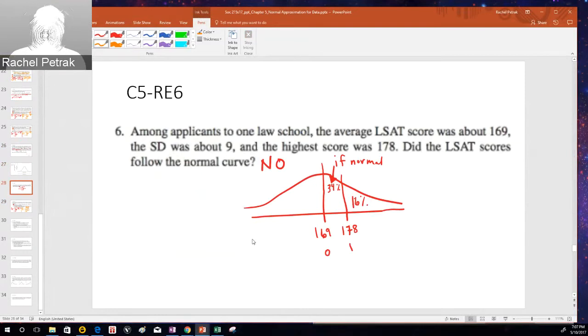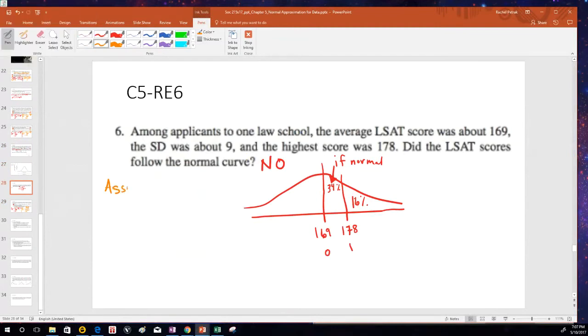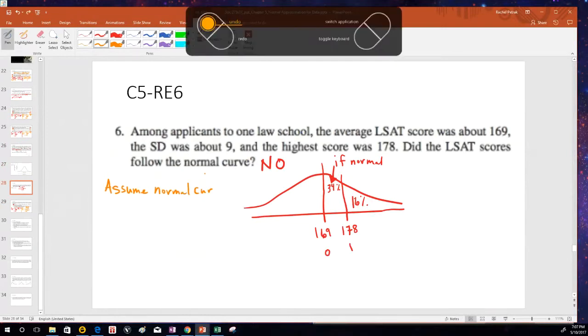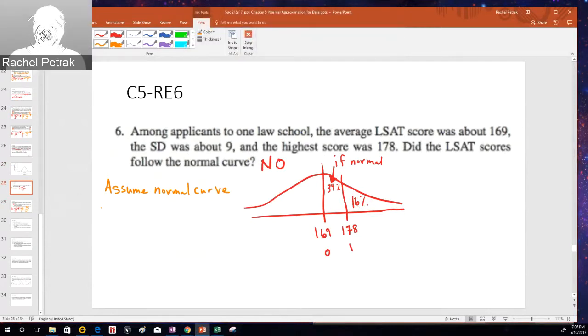By request, let's look back at 6 for a minute. I realize this is conceptually a little more difficult than some of our other problems, so let's think through it again. The key thing to remember about the question is that they're asking, did the SAT scores follow a normal curve? So I found these percentages by assuming a normal curve. I assumed a normal curve, and then I said, does the data fit that expectation or the normal curve assumptions?